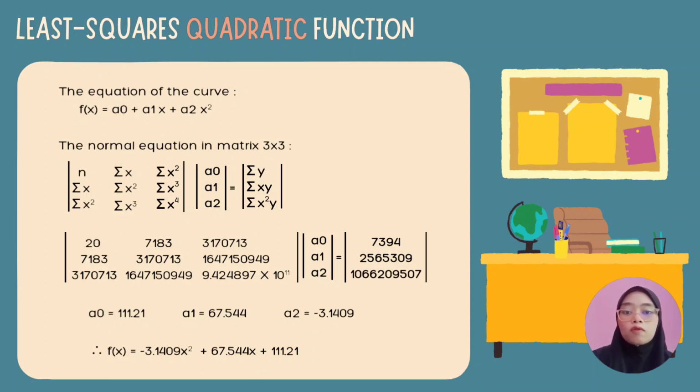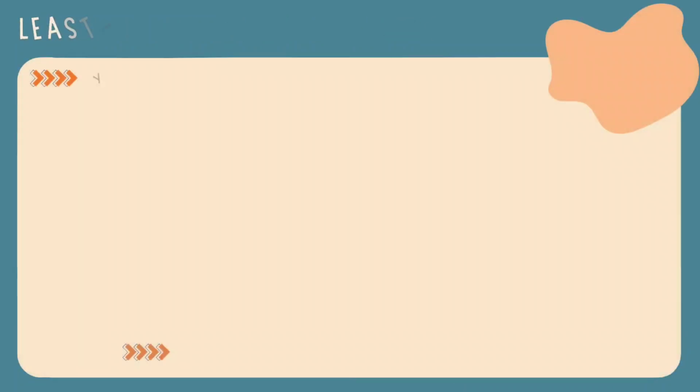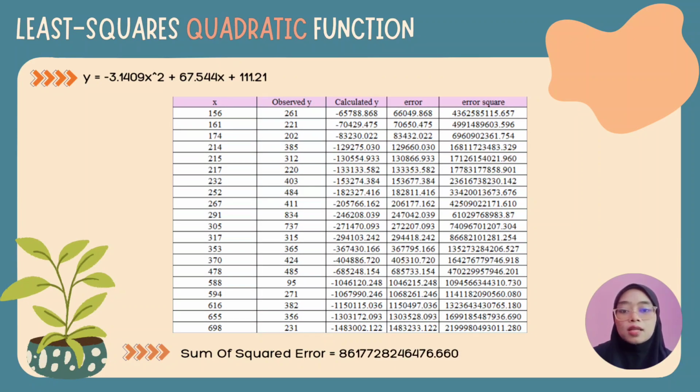The sum of xy is 2565309. And the sum of x squared y is 1066209507. Then we substitute the values into the normal equation matrix to find the values of A0, A1 and A2 by using determinants. Lastly, we got A0 equal to 111.21, A1 equal to 67.544 and A2 equal to negative 3.1409. Therefore, the expected equation is f(x) equals negative 3.1409x squared plus 67.544x plus 111.21.